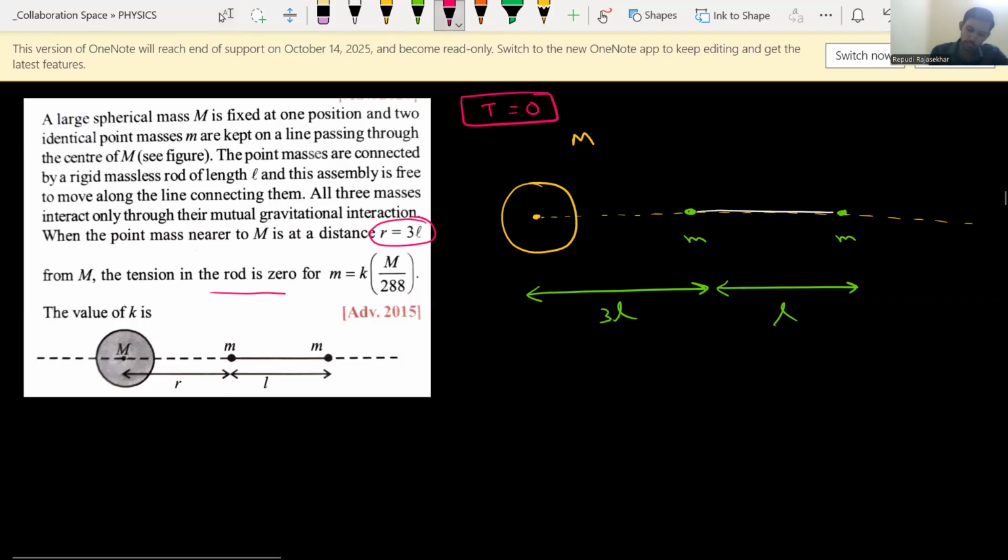Right. Now identify how many forces are acting on the small m's. Which force is responsible for the acceleration of the system? So all those we need to identify. First, look at this small particle here.